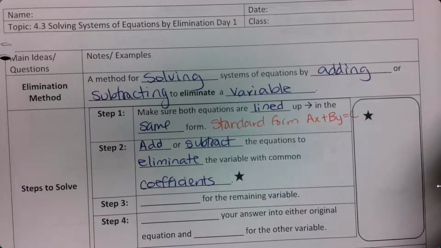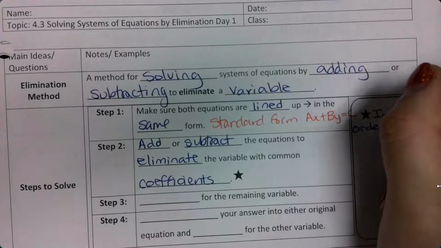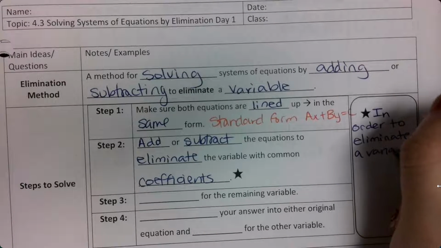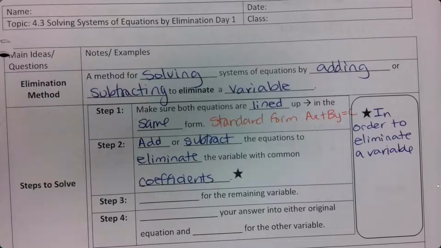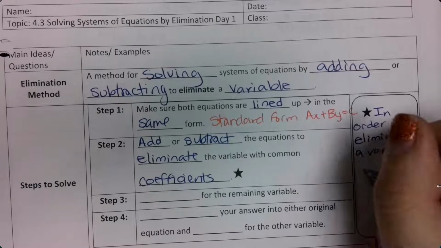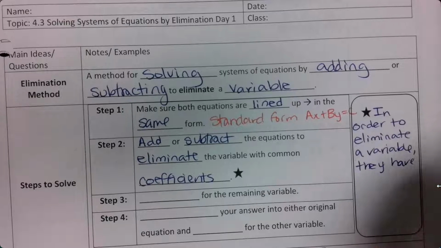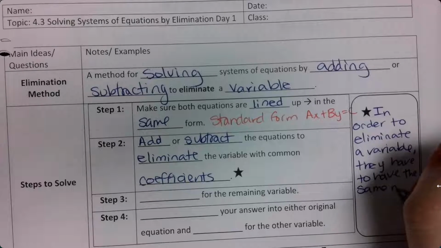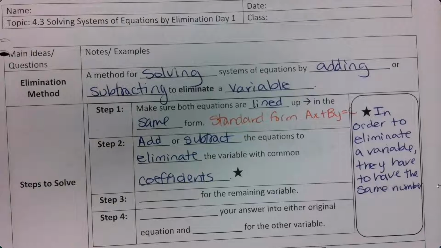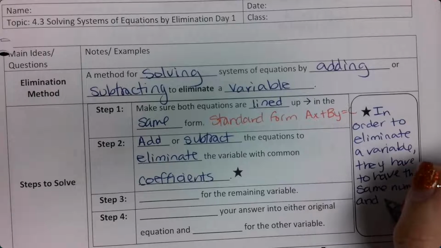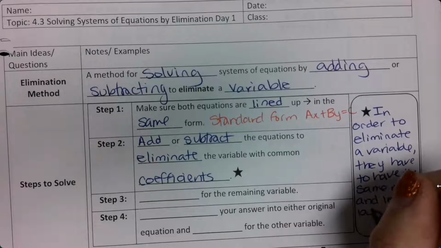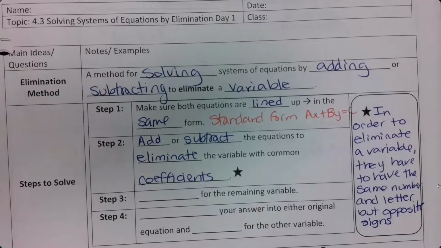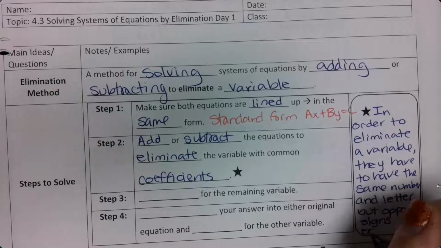So, in order to eliminate a variable, they need to have the same number but opposite signs. So something like 5x and negative 5x.